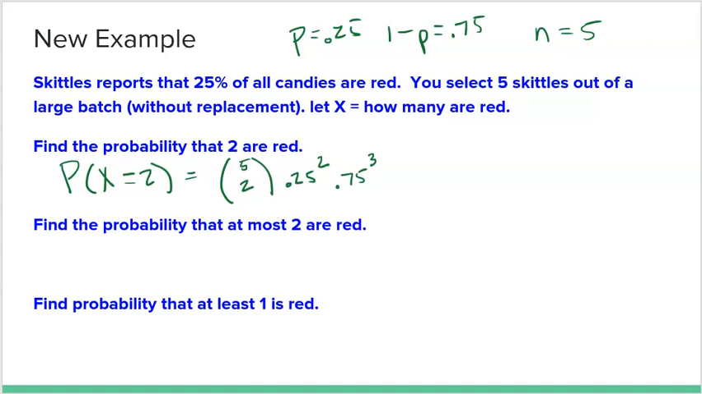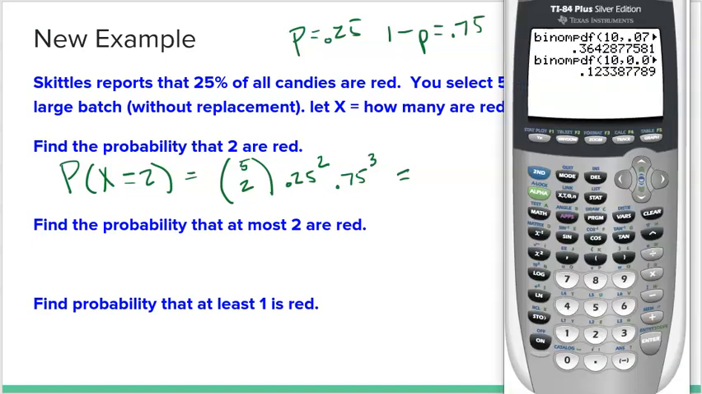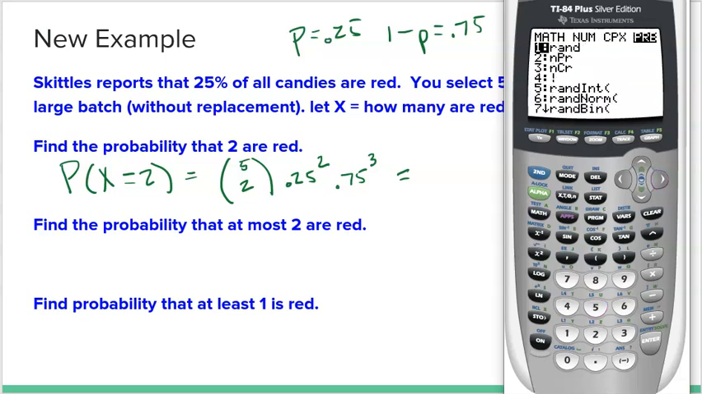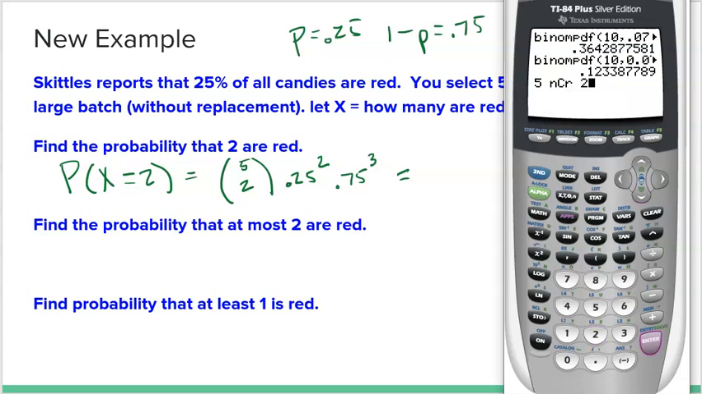If there are 2 reds, then there must be 3 that are not red out of my 5. Now, the very long way is to do this front part by hand, using those exclamation points. Wouldn't recommend that. A slightly faster way is to go to your calculator and choose 5, slide over to probability, select the nCr and then 2. That tells you there's 10 different ways it can happen.